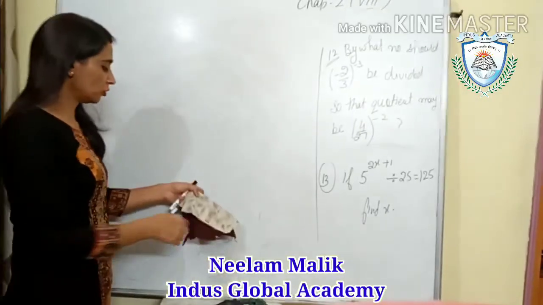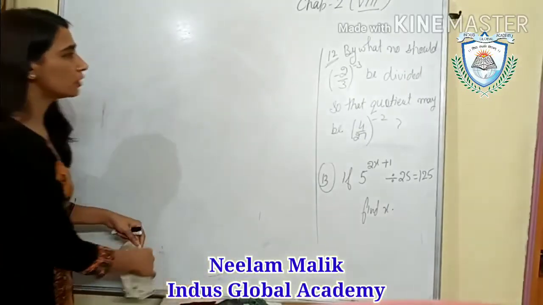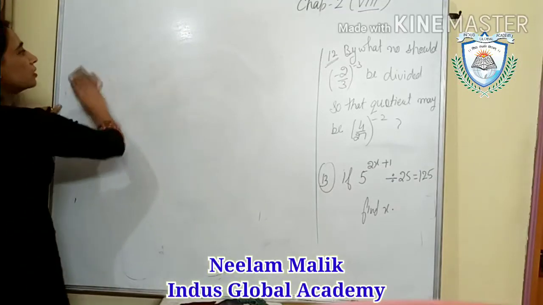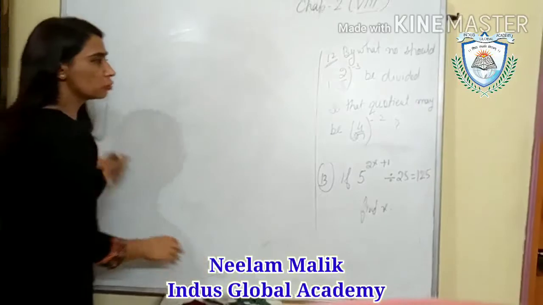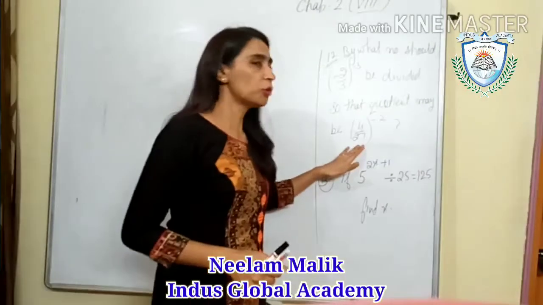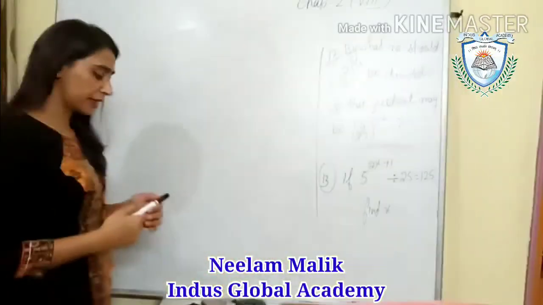Okay, the statement of question number 12 is: by what number should minus 2 upon 3 be divided so that the quotient may be 4 upon 27 the whole power minus 2.